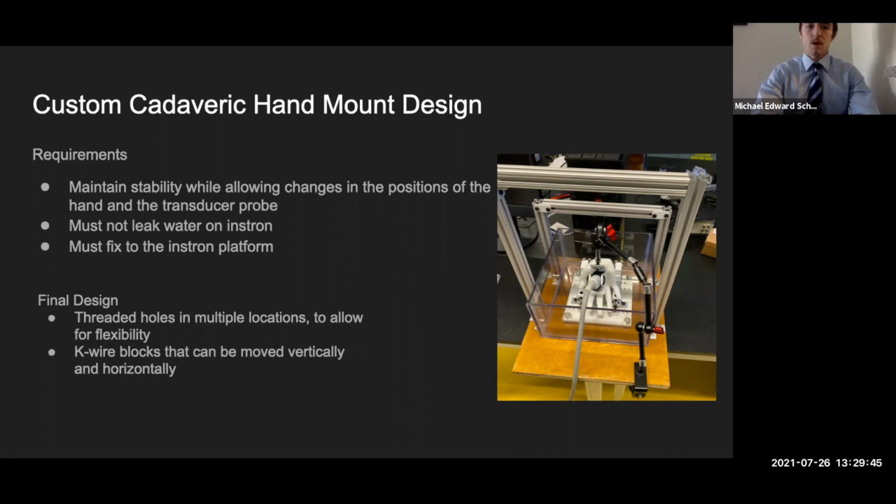To continue to the custom cadaveric hand mount design, the requirements included that it must be stable while still allowing for subtle changes in the location of the hand and the transducer probe. It must not leak water, and it must fix to the Instron platform to allow for the most accurate readings. In the final design, these were solved by using 38 threaded holes to allow for moving of the K-wire blocks, as well as K-wire blocks that could be moved vertically and horizontally along the T-slotted aluminum.